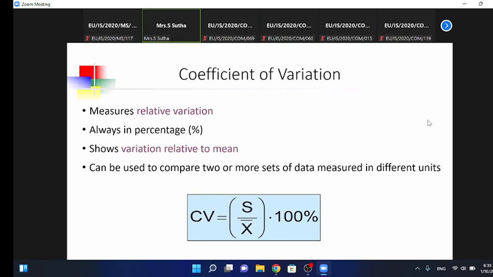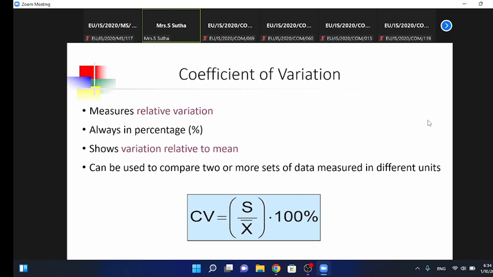When they are measured in different units, for example one in kilograms and one in centimeters, such a difference in the units of measurement. And even with the same unit of measurement, the mean may be different. So to make similar comparisons, we make it 1 unit of mean. When we divide the standard deviation by the mean, the units cancel. So it is also unitless.